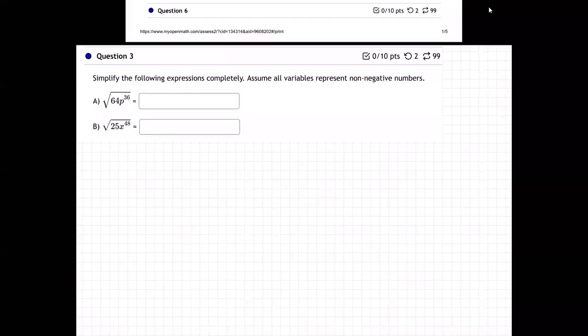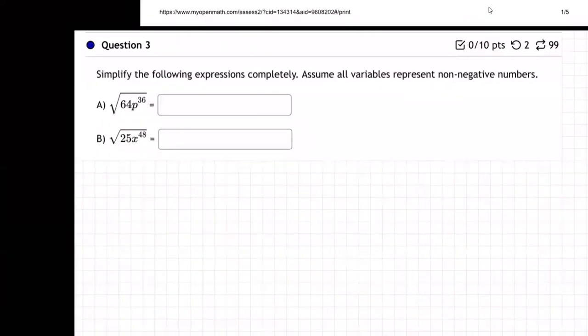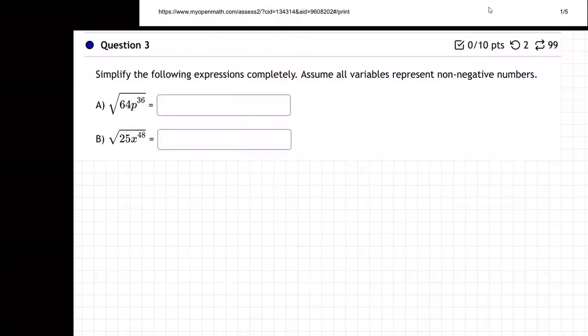Okay, so on this one now, they're asking us to do a couple of square roots here. So let's do this first one. They want me to square root 64 p to the 36. Let's do the number part first off. The square root of 64 is just 8, because 8 times 8 is 64. So there's the number part of the answer.